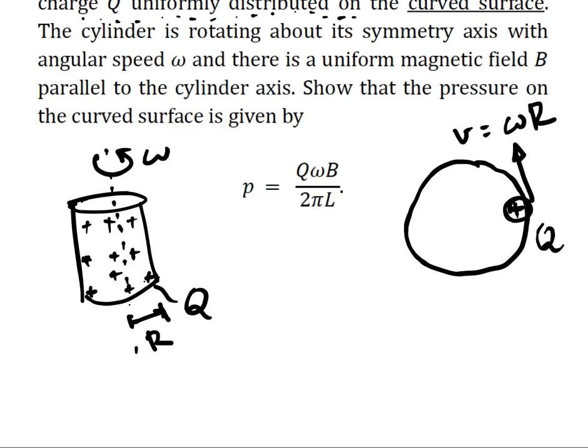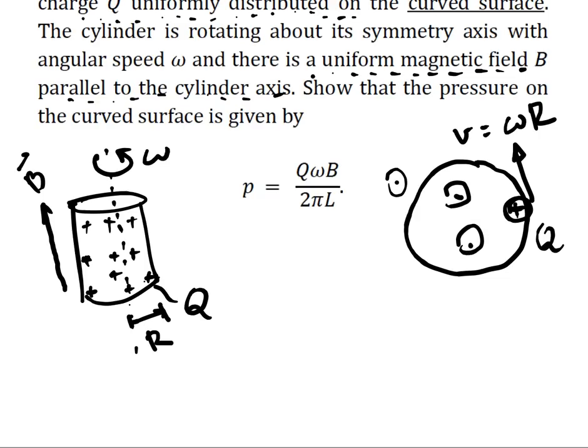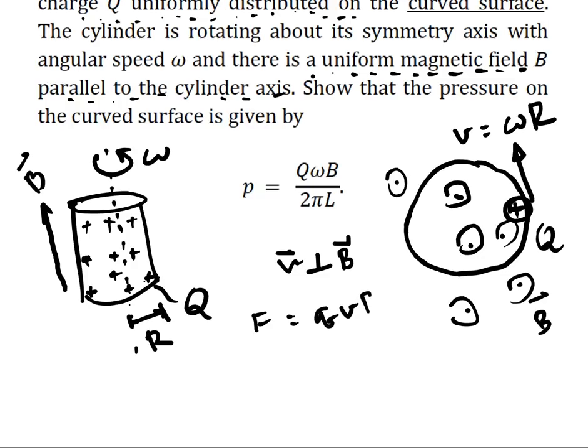And then we consider a uniform magnetic field B parallel to the cylinder axis, so your magnetic field will be in this direction, and here it can be either coming out of or going into the paper. So this is the magnetic field. What we get from this is that the magnetic field and the velocity are perpendicular. So what happens after this? We can calculate the magnitude of the force by simply using qvB.